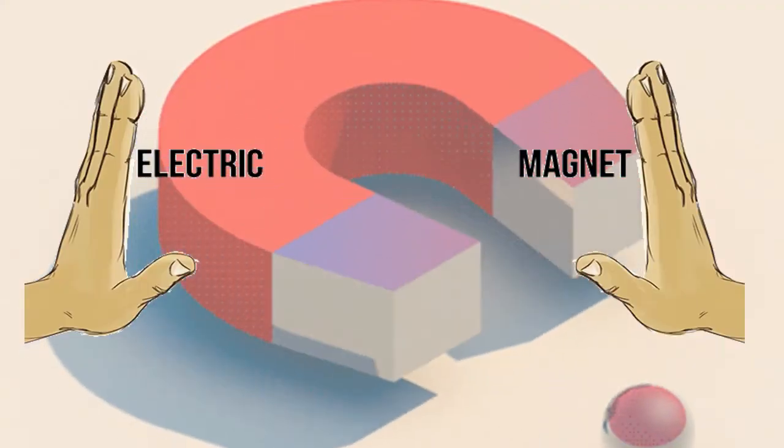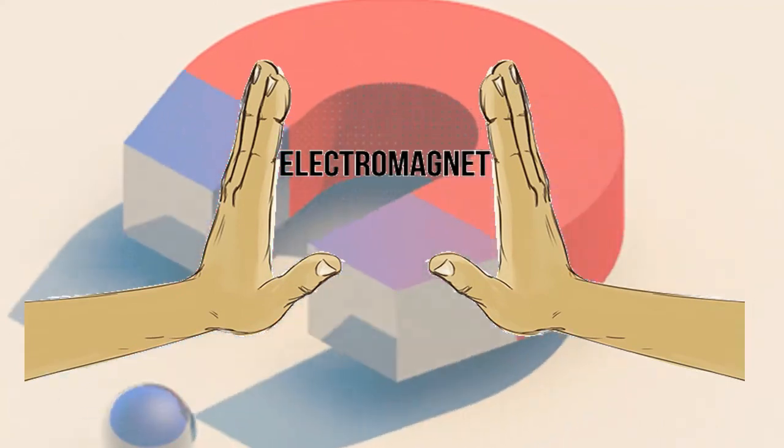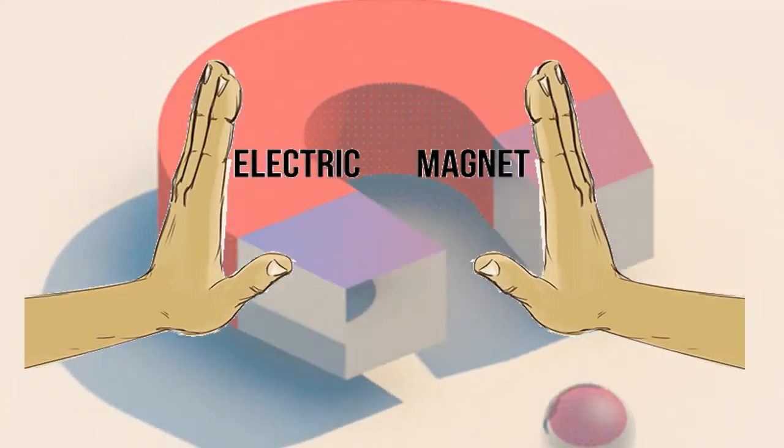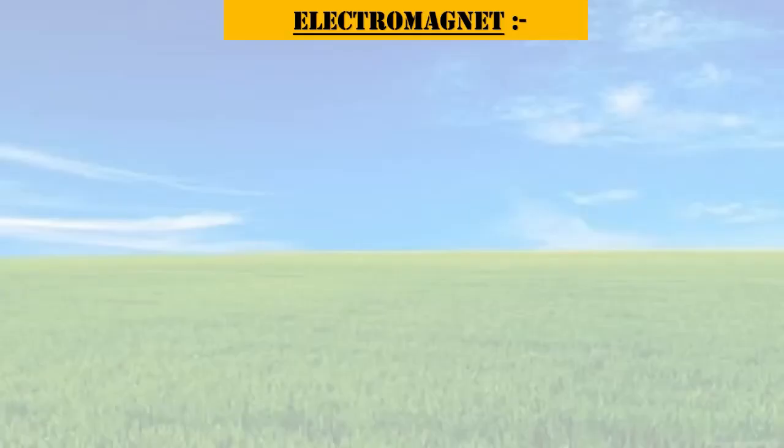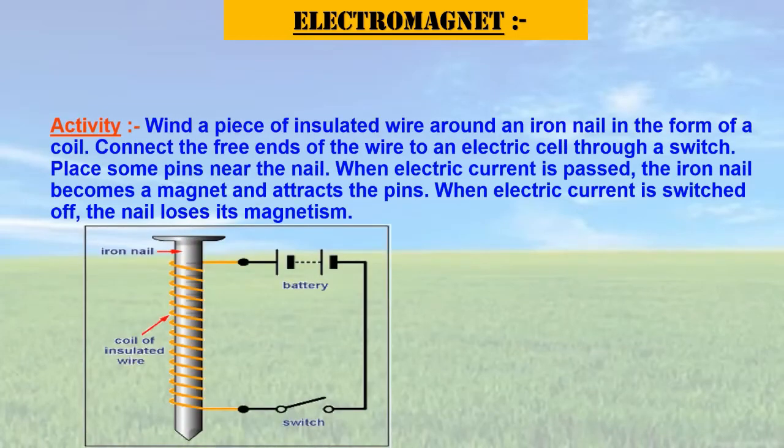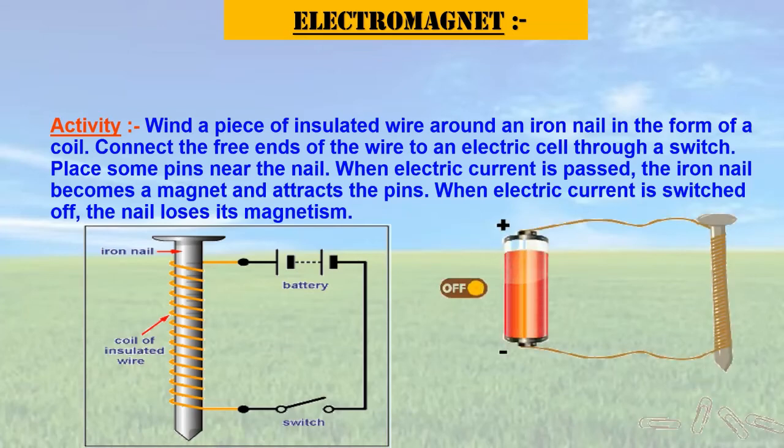This brings us to a very interesting part, that is electric magnet. Now electromagnet, like we said about, one more example here. If you can do it by yourself, you could wind a piece of insulated wire around an iron nail in the form of a coil. If you connect the free ends of the wire to an electric circuit or electrical cell through a switch, you will have to place some nails near the nail that is there.